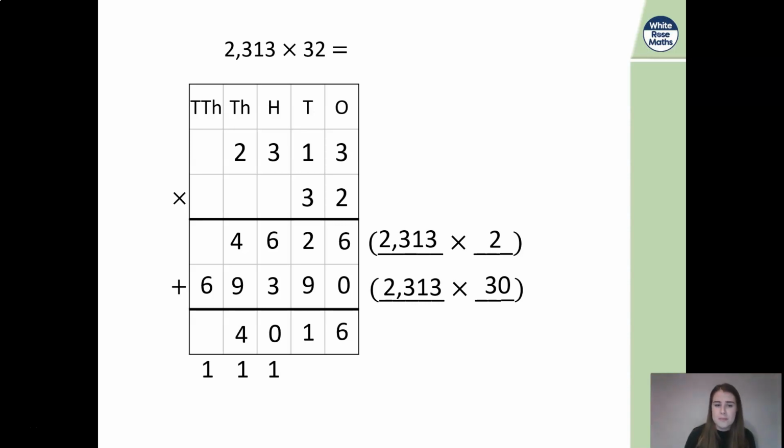I'm going to write my 4. Now all I have is 6,000, add that additional 1 at the bottom. It's going to give me 7. So my answer is 74,016. Okay.